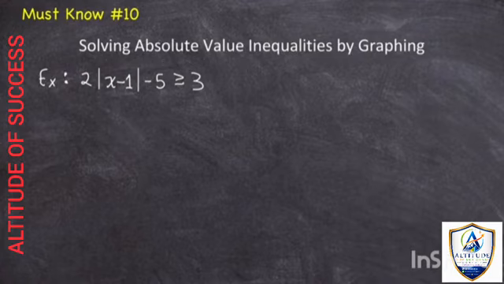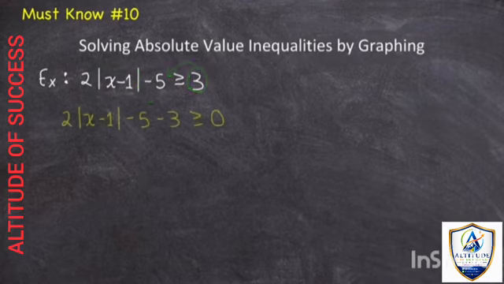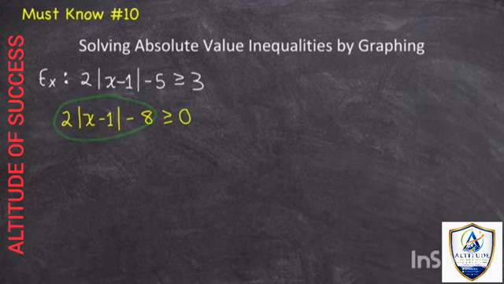And if you're going to solve it by graphing, instead of isolating the absolute value function, we're instead going to move all the terms to one side. So let's move this 3 to the left. And negative 5 minus 3 would collect together to be negative 8. Now you could use the properties of transformed absolute value functions to sketch a graph and see when that graph is greater than or equal to 0.